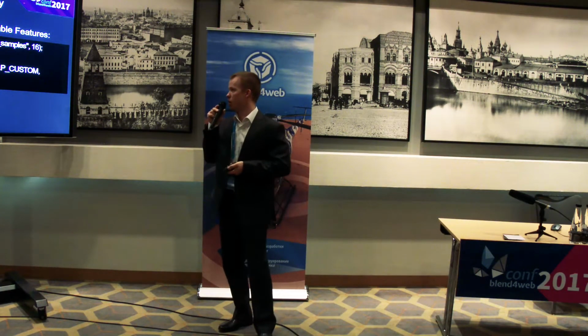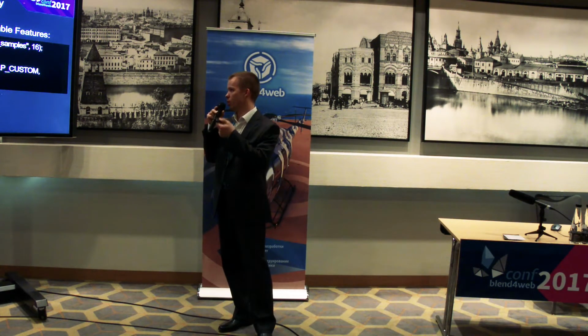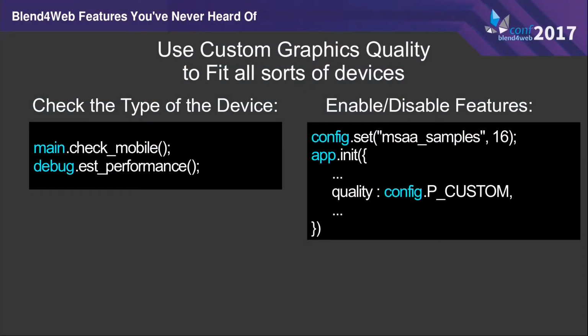Then you just need to send the config custom quality to the app initialization function. And previously, you have to set with the config module all the required options you need. Here we can see MSAA samples set to 16. So you can get all the quality combinations you want.